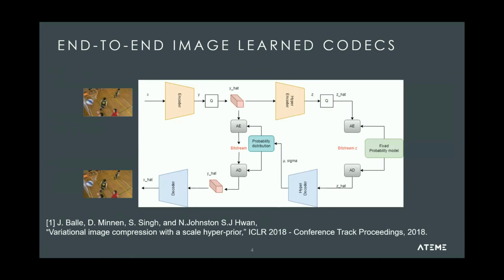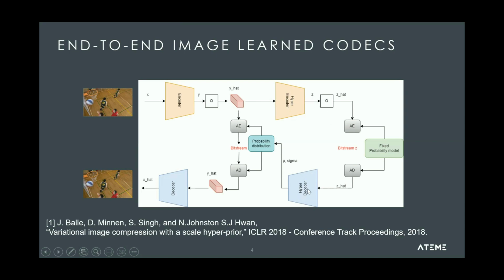So the main, or the most famous, architecture that is used in most of the state of the art is shown in this figure. So the probability model that I mentioned before is replaced by an auto-encoder. It is this part, the right part of the figure. This auto-encoder is called the hyper auto-encoder. So after we have our latent representation quantized, we use it as an input to the hyper-encoder that will generate a representation Z that we will quantize and transmit.